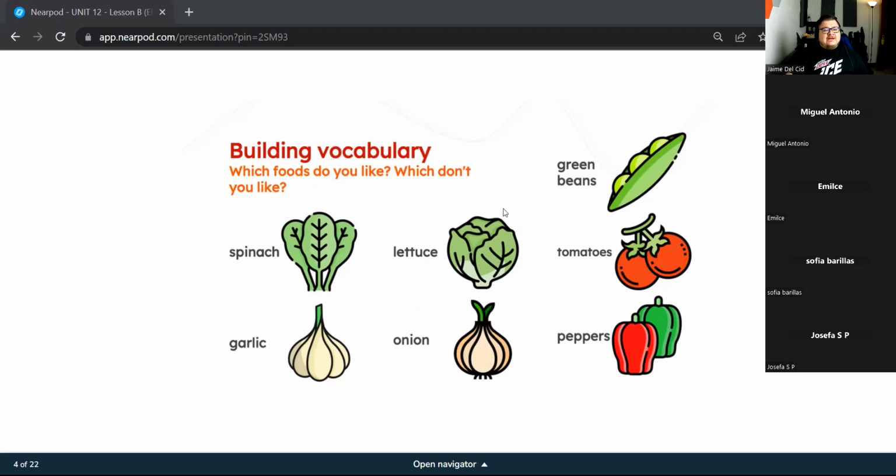That's right. So that's lechuga. Okay, just for those who don't remember. So spinach, garlic, lettuce, onion, peppers, tomatoes, and green beans. So let's start with these. It says, which foods do you like? Which foods don't you like? So, Cecia, which foods of these you don't like?